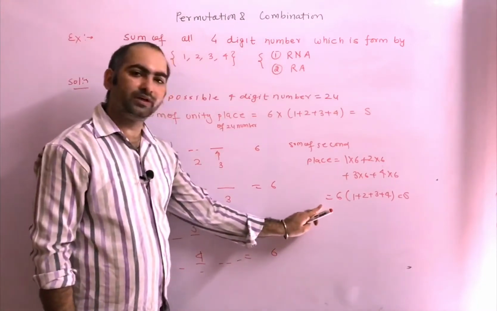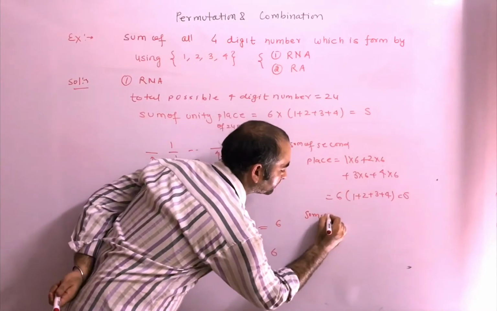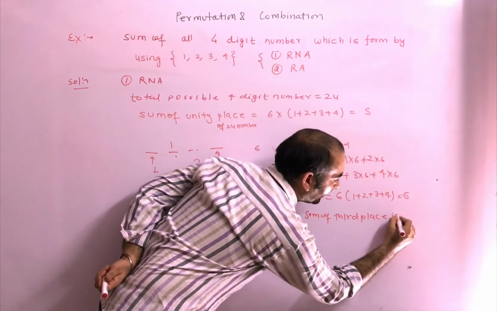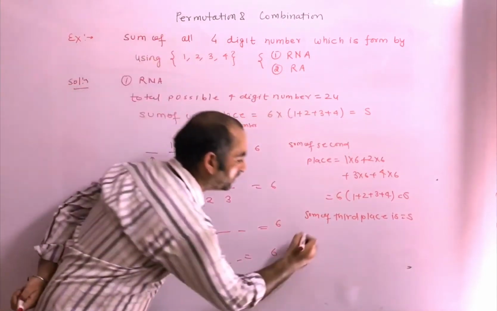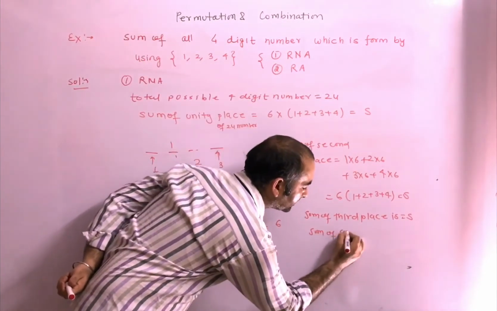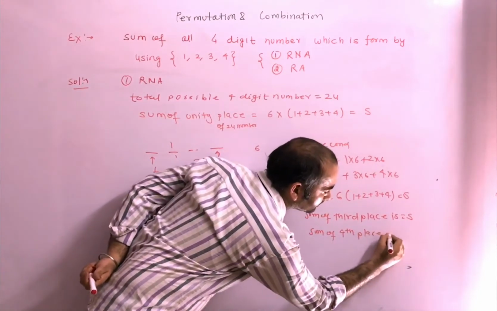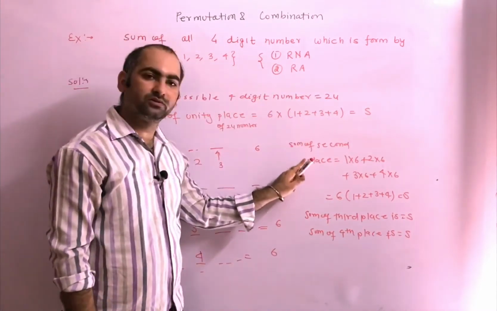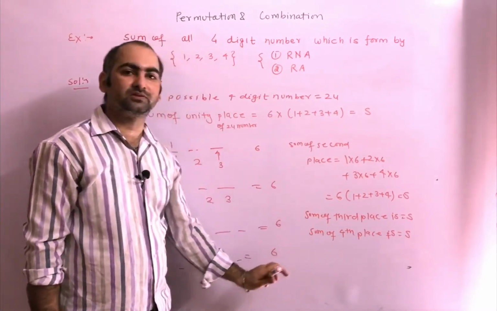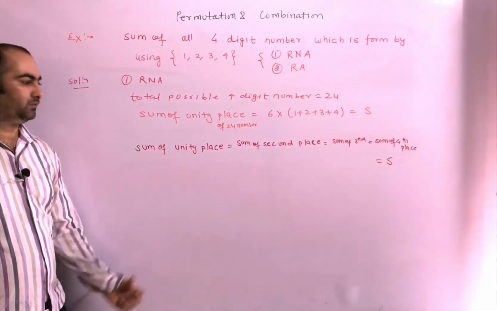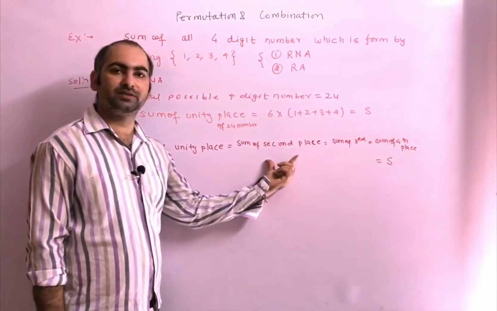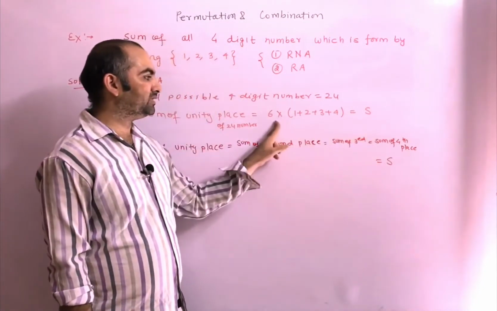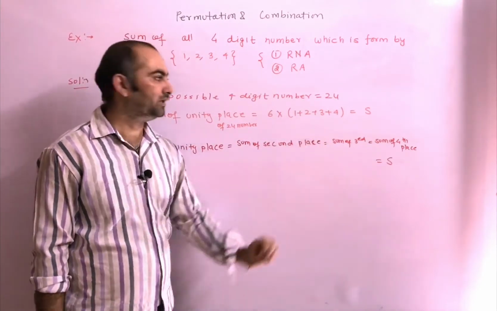Same summation will come. So the sum of the third place is S, and the same for the sum of the fourth place is S. So the sum of the first place is S, the sum of the second place is S, the sum of the third place is S, the sum of the fourth place is S. That we got. So we got the sum of the unity place equal to the sum of the second place, equal to the sum of the third place, equal to the sum of the fourth place, that is equal to S, where S is 6 into (1 plus 2 plus 3 plus 4). So this will be S.